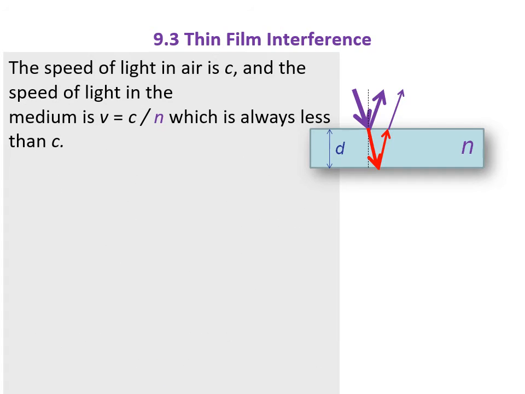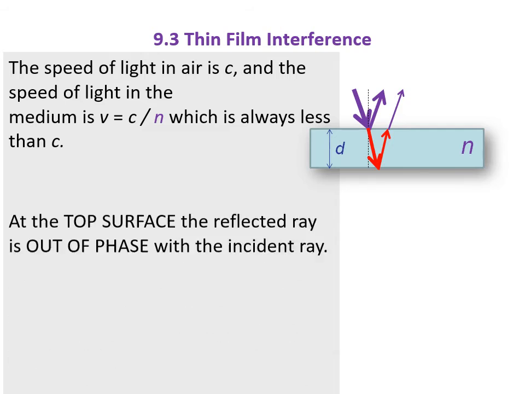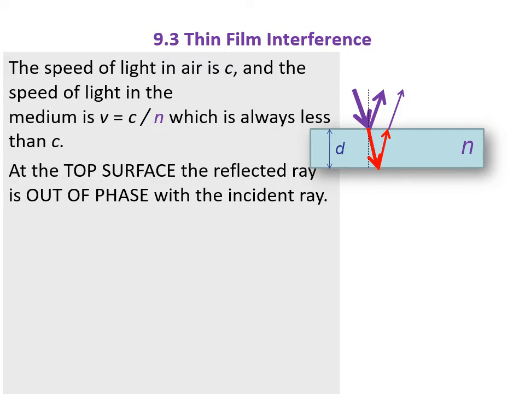The speed of light in a vacuum is c, not in air. The speed of light in air is close enough to c that a lot of people just say it's c, but okay. And the speed of light in the medium is v equals c over n, which is always less than c. So the velocity inside of any medium is always less than the velocity of light in a vacuum.